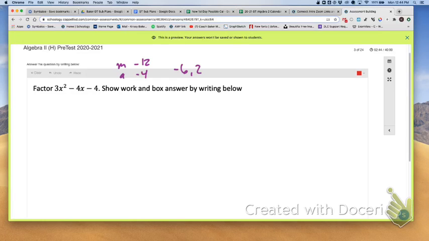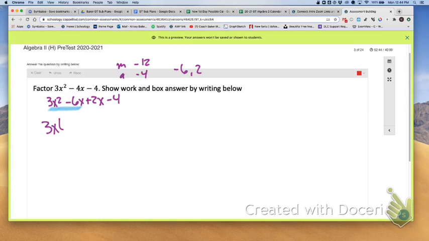What we do is we rewrite this problem and we split up this middle into the two new numbers we just came up with. So I'm going to rewrite this as minus 6x plus 2x minus 4. So it's still the same problem. I just use those two new numbers instead. Then what we do is grouping. So I look at these first two numbers and I take out what's common. Well, what's common between those two is 3x.